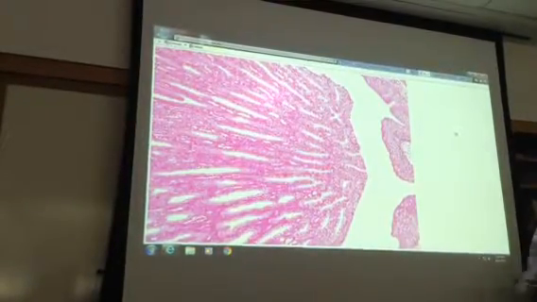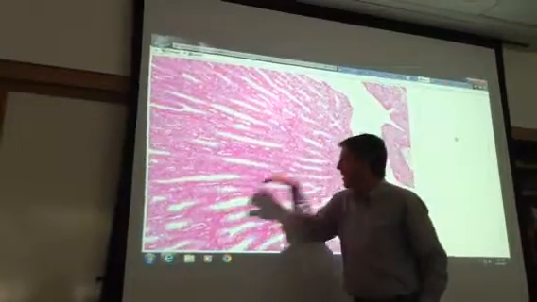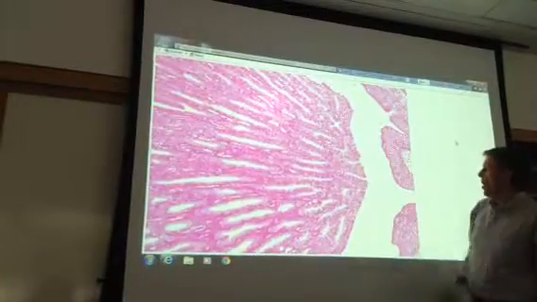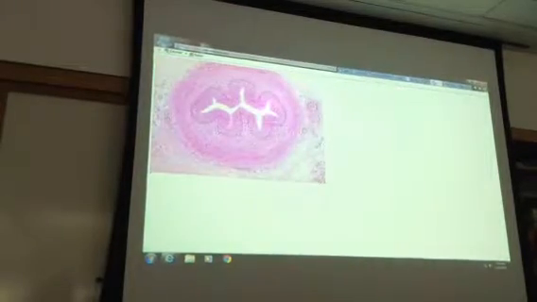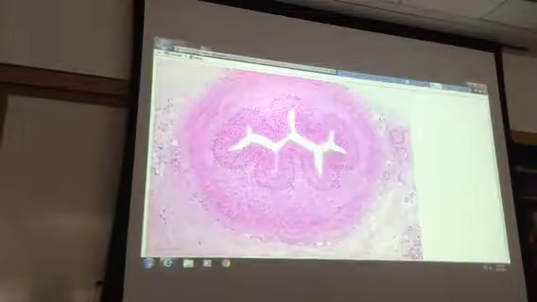This is just to show you the collecting ducts. So these are a bunch of collecting ducts that are basically converging on where the renal papilla would be. What's this? That's the ureter.